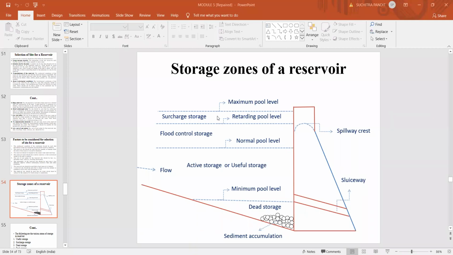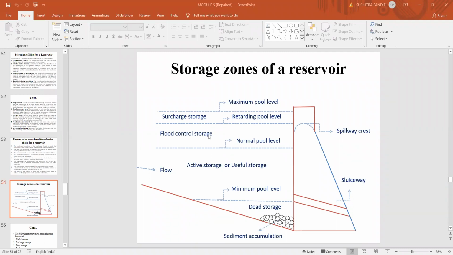Now, the portion between the maximum pool level and the retarding pool level is known as surcharge storage. This cannot be stored in the reservoir. It has to be disposed of through the spillway. So the portion of water between the retarding pool level and the maximum pool level is called surcharge storage, which cannot be stored in the reservoir and has to be disposed of.